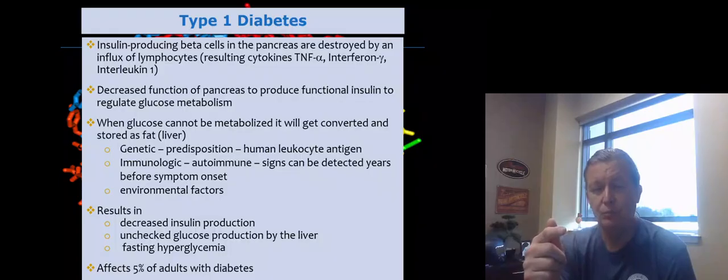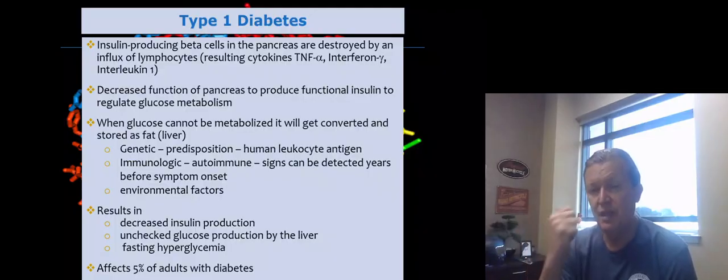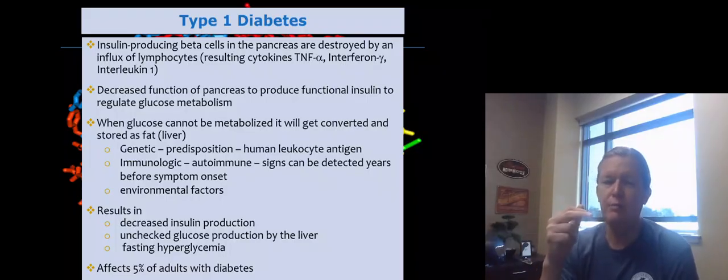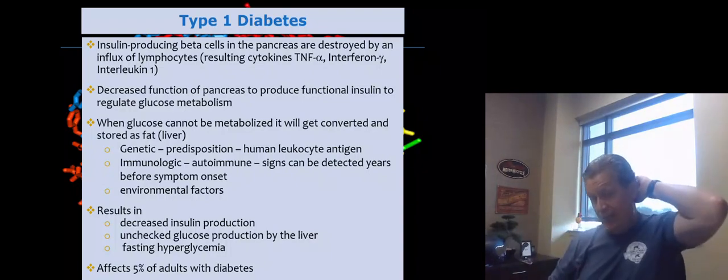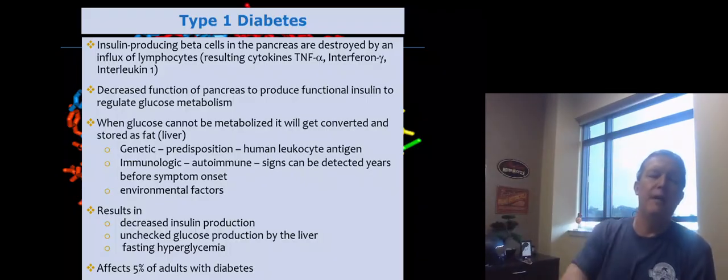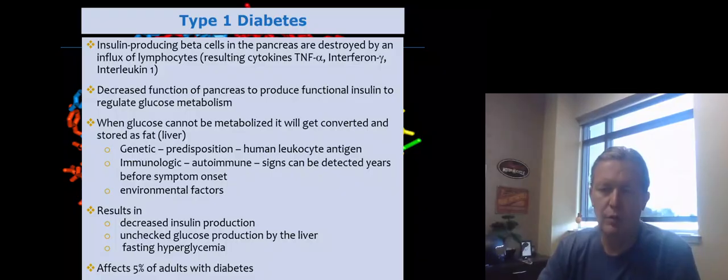Decreased function of the pancreas. So the pancreas is not making insulin sufficient for the glucose metabolism that's out there. The liver, even though there's glucose in the bloodstream, the liver can't recognize that because it gets its messages from the cells. The cells tell the liver we don't have enough insulin, or excuse me, we don't have enough glucose. They don't have enough glucose because it's not getting from the bloodstream into the cell. That's because of the absence of insulin. So the liver starts making more glucose, which produces the hyperglycemia that we alluded to already.